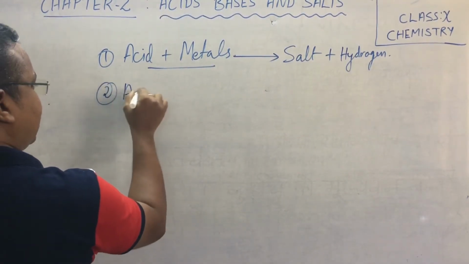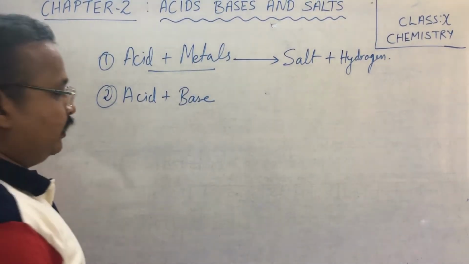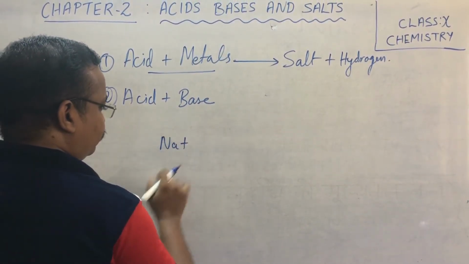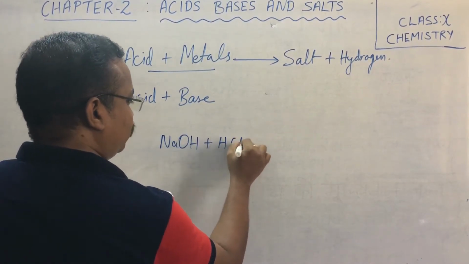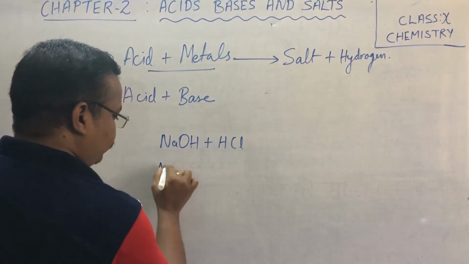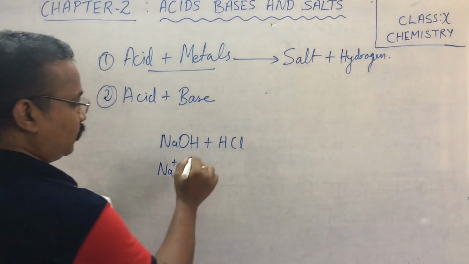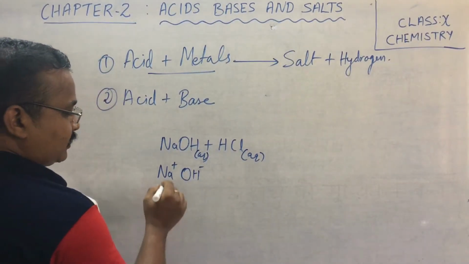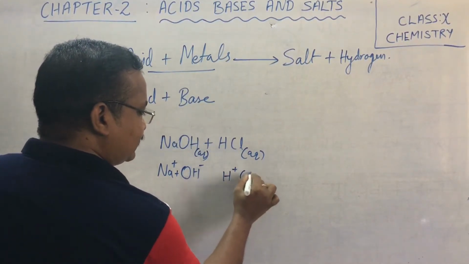if you react an acid with a base, like sodium hydroxide, NaOH, on reacting with hydrochloric acid, what happens? This NaOH will produce Na positive and OH negative in aqueous media, right? Both you have to take in aqueous media, and HCl also dilute you have to take. So Na positive and OH negative it is producing. HCl will produce H positive and Cl negative.